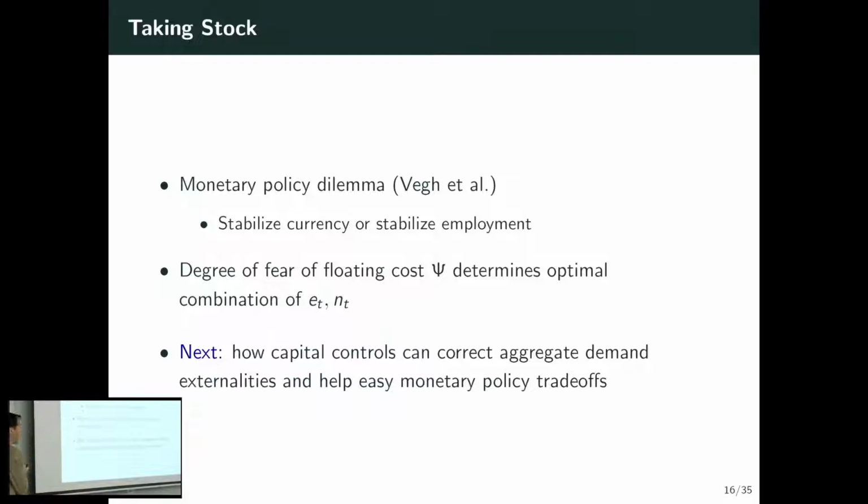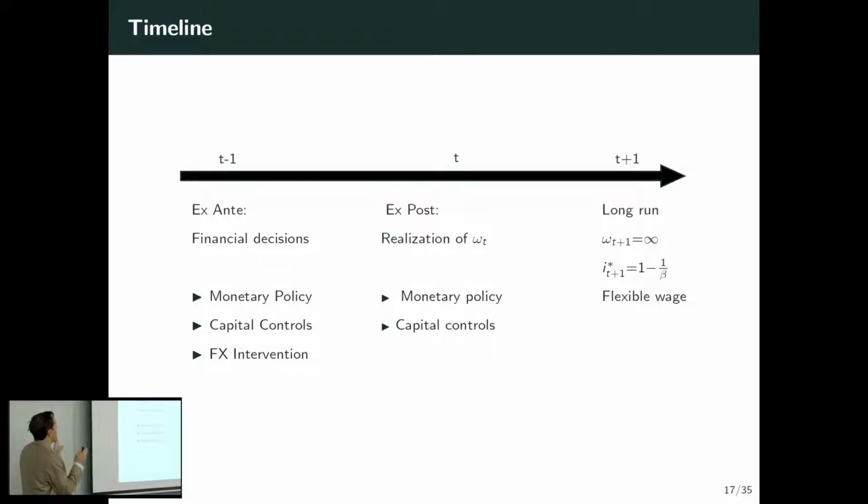Okay, so this is a bit of the timeline for policies. There is a time T. I just told you about the monetary policy dilemma here at time T. Now I'm going to talk about what other policies the central bank could use ex ante, by using capital controls or foreign currency interventions, or by using capital controls ex post.